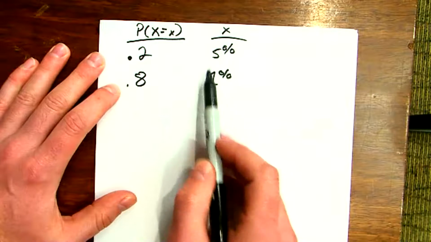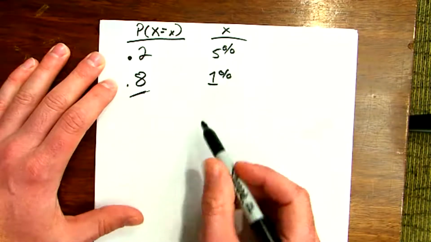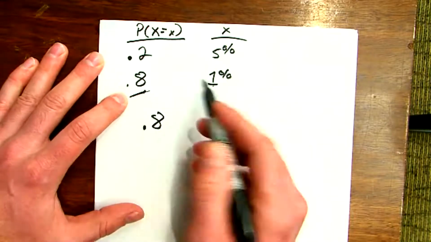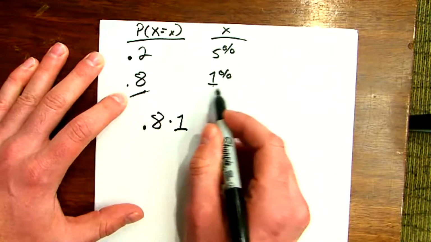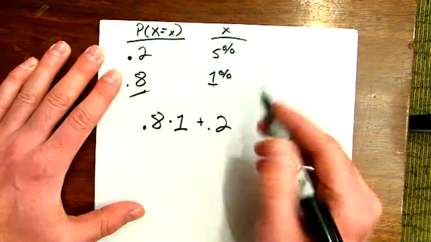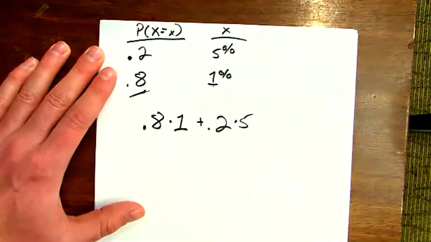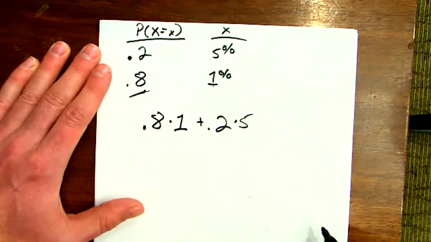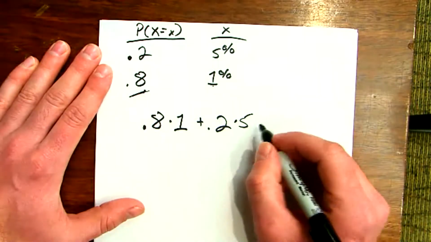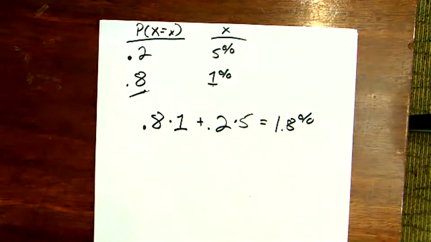I can't simply take the average of these two returns, because one of them is way more likely to occur. So what I do is take the probability that this outcome occurs and multiply that by the value of that outcome. Here it's 1%. Then the probability of the other outcome multiplied by the actual value of whatever that outcome is, right? So this is going to be 1 plus 0.8. So the expected return here I would have is 1.8%.